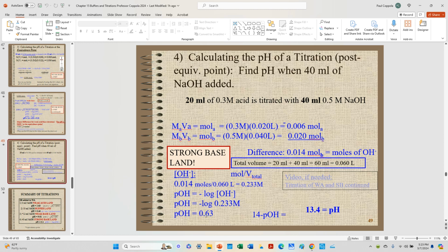We get the pOH is 0.63. We subtract it from 14, and we get 13.4. Now we're clearly in strong base land, are we not? It's very close to 14, 13.4.